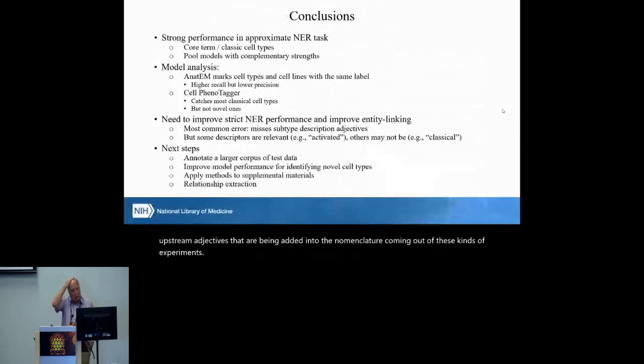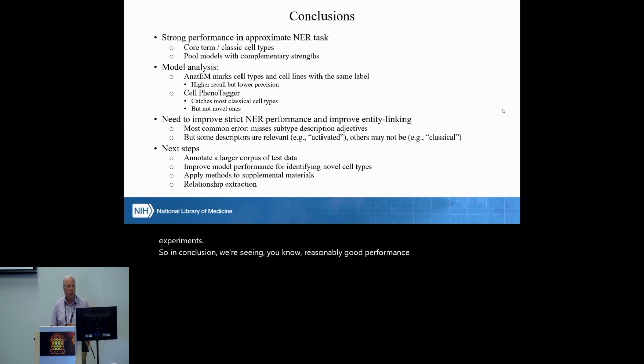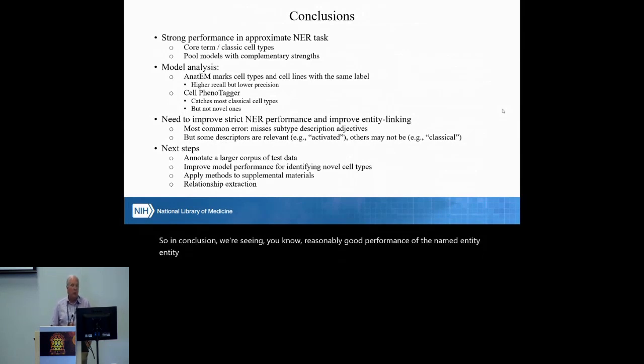So in conclusion, we're seeing reasonably good performance on the named entity recognition task, especially for core terms and classic cell types. I think we're doing a really good job of recognizing those things, and if we pool the models together, we get additional improvement in performance. In terms of the cell phenotyper, we're catching most of the classical cell types, but not the novel ones. And I think this is going to be one of our challenges to address.